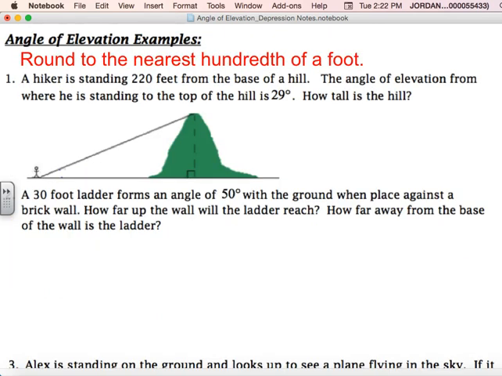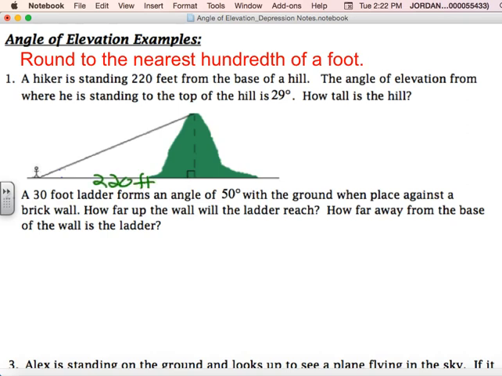So right here we've got this little guy, and he's a hiker standing 220 feet from the base of a hill. Angle of elevation from where he's standing at the top of the hill is 29 degrees. How tall is the hill? Okay, so let's label the information we're given. The picture's already drawn for us. So it says he's 220 feet from the base of the hill. So that means this is 220 feet.